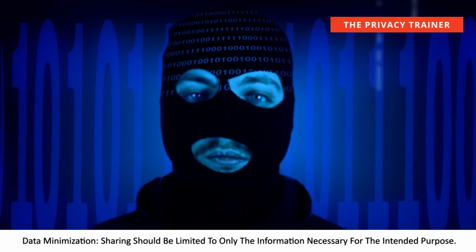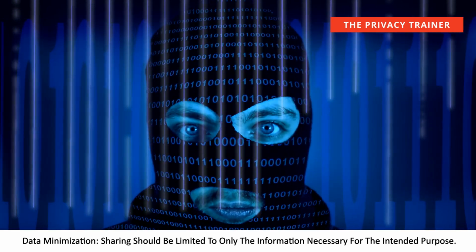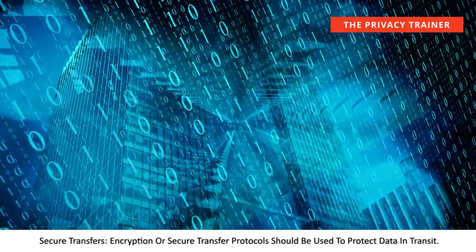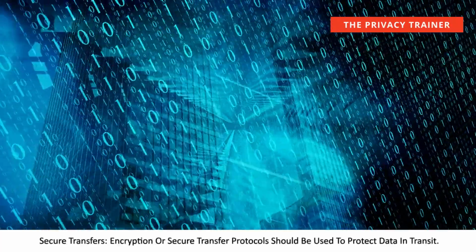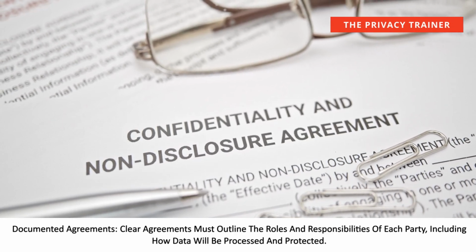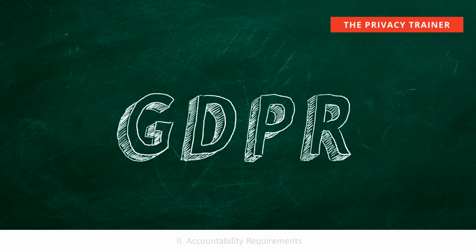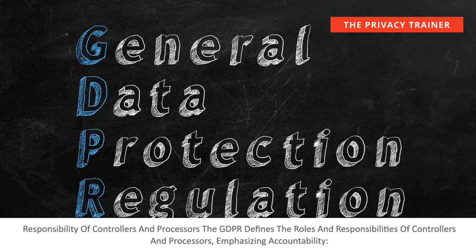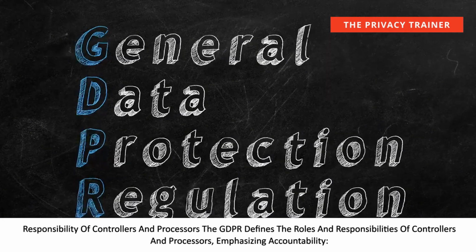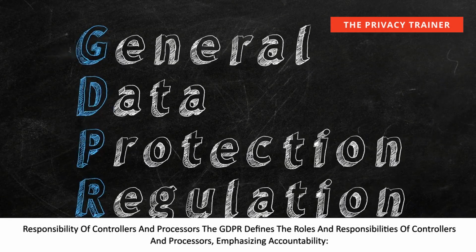Data minimization. Sharing should be limited to only the information necessary for the intended purpose. Secure transfers. Encryption or secure transfer protocols should be used to protect data in transit. Documented agreements. Clear agreements must outline the roles and responsibilities of each party, including how data will be processed and protected. Accountability requirements. Responsibility of controllers and processors. The GDPR defines the roles and responsibilities of controllers and processors, emphasizing accountability.